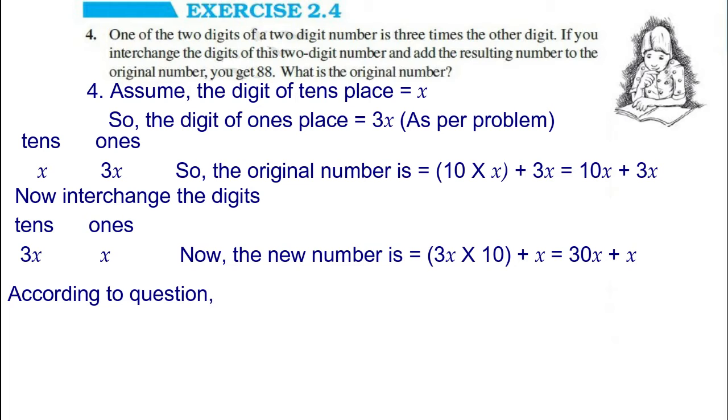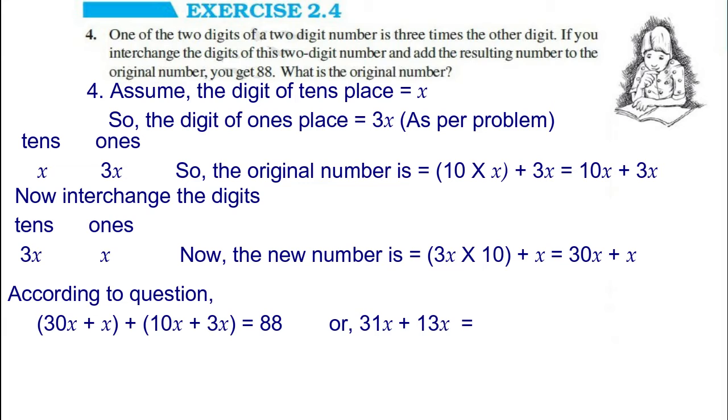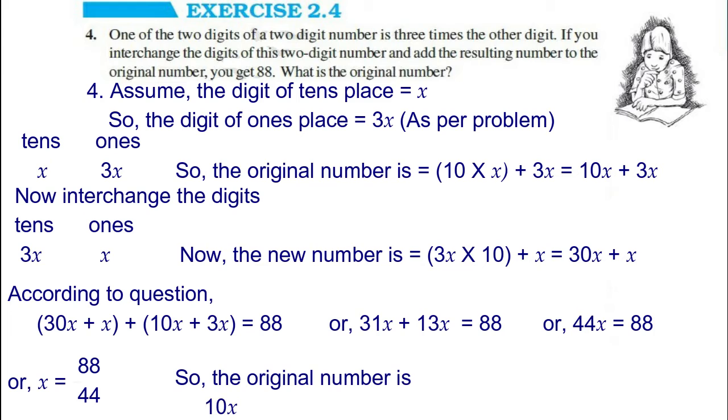So according to the question, now we can write 30x plus x plus 10x plus 3x is equal to 88, means 31x plus 13x is equal to 88, or 44x is equal to 88, or x equal to 2. We assumed the original number is equal to 10x plus 3x, which is 13x. Now we put the value of x, so we get the original number is equal to 26. 13 into 2 is equal to 26.